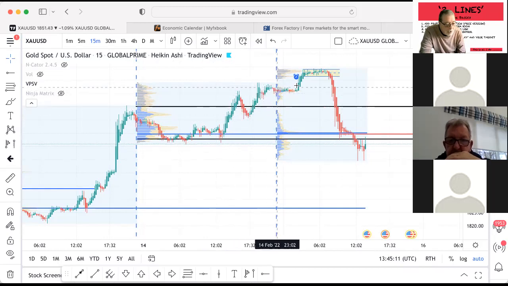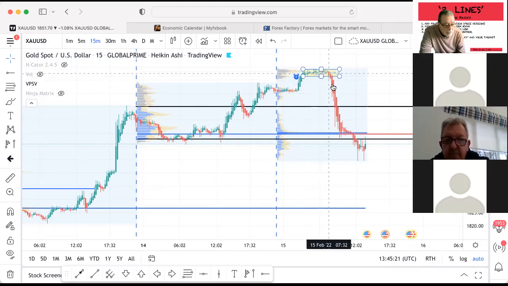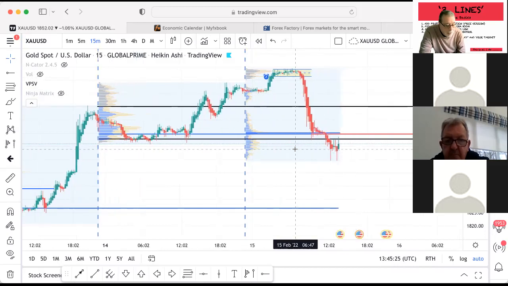Then it went into consolidation. There was a few pips to be had this morning, early hours. This was sort of 2 o'clock UK time, consolidation, and then slam down all the way there. And it's now in consolidation.